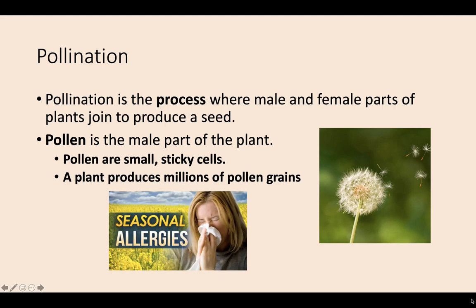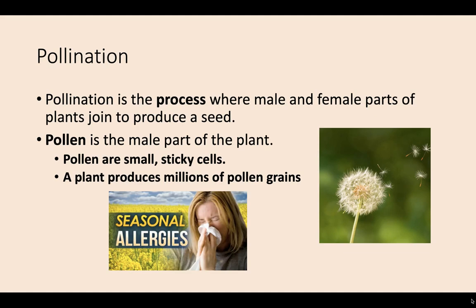Pollination. This is like fertilization if we're thinking humans. Pollination is the process where the male and the female parts of the plant join to produce a seed. Pollen is the male part of the plant. Pollen is the reason for some of your seasonal allergies. So once it is indeed spring outside, pollen is going to be in the air.